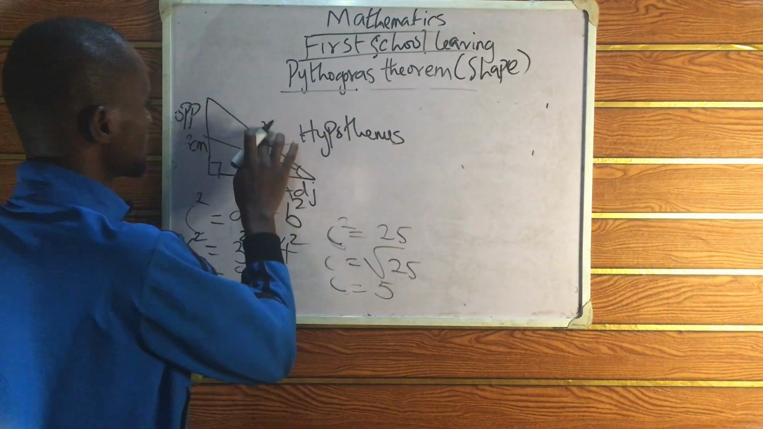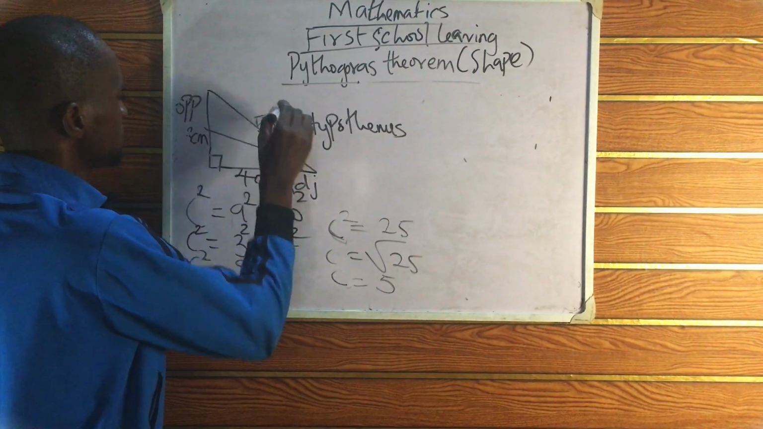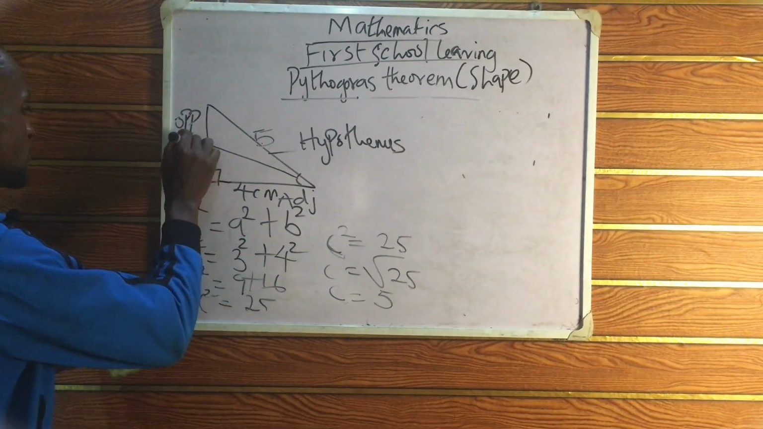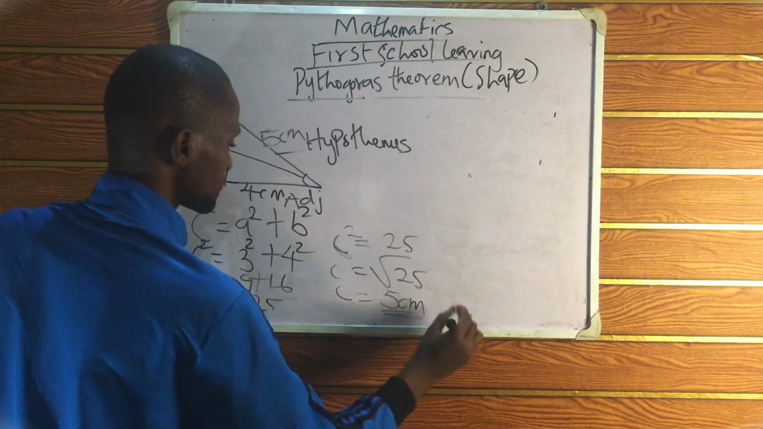Meaning that the longest part here, the hypotenuse, is 5. Here is 3, here is 4, and here is 5. So that is it.